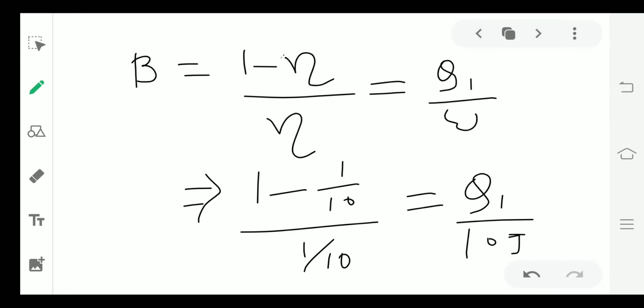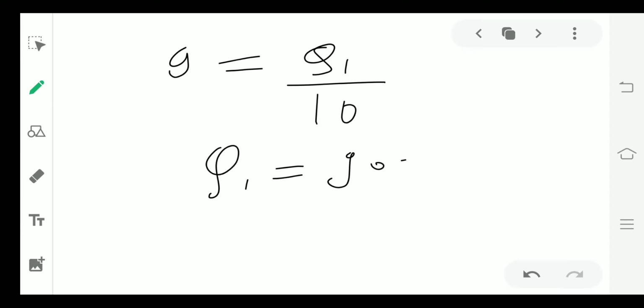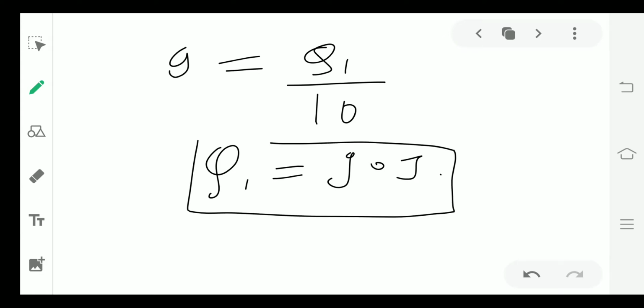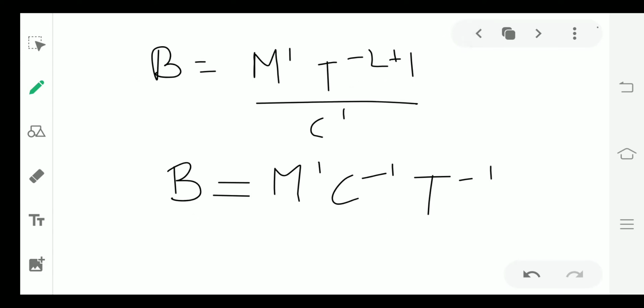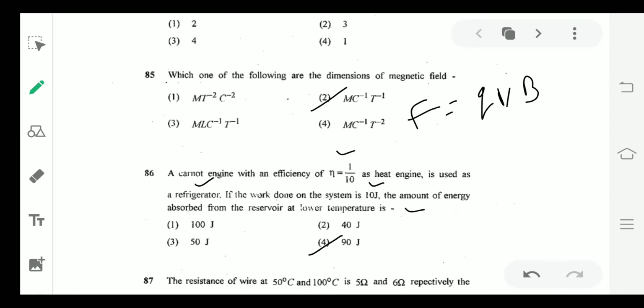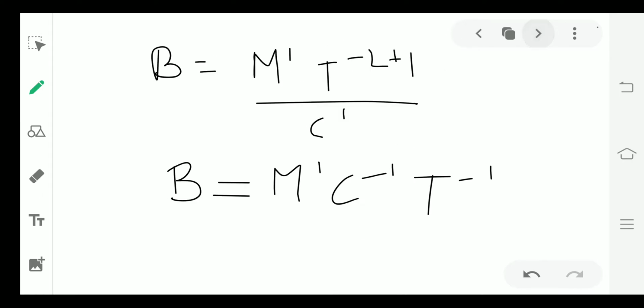So the value comes out 9 upon 10 upon 1 upon 10. It will become 9. So I simply write 9 equals Q1 upon 10. Q1 equals 90 joule. So 90 joule of heat is absorbed at lower temperature. So the answer is 90 joule. I hope you all get it.